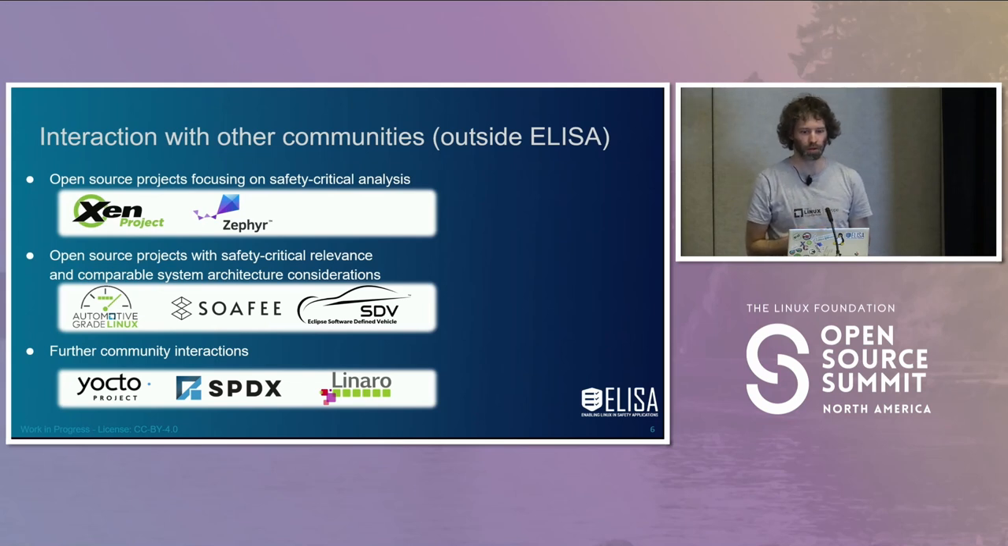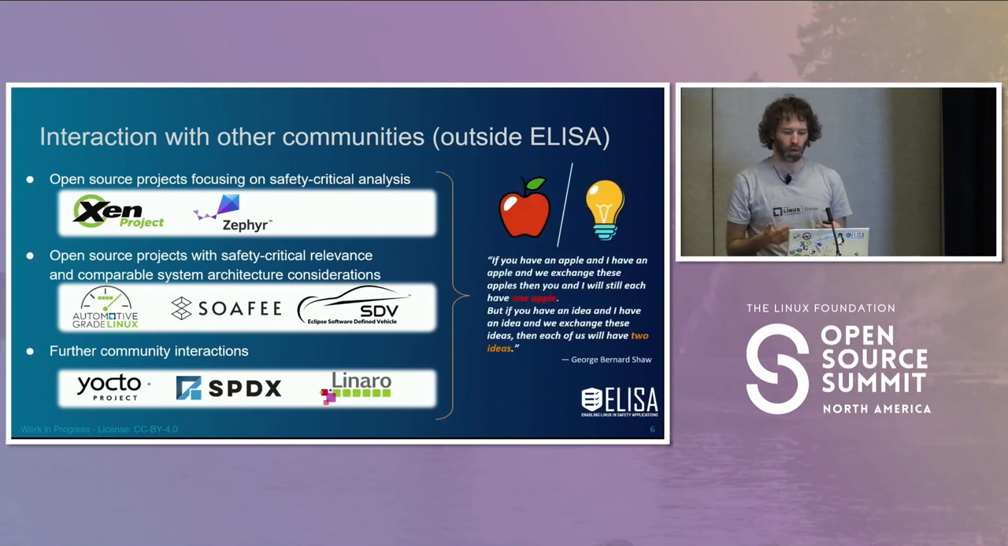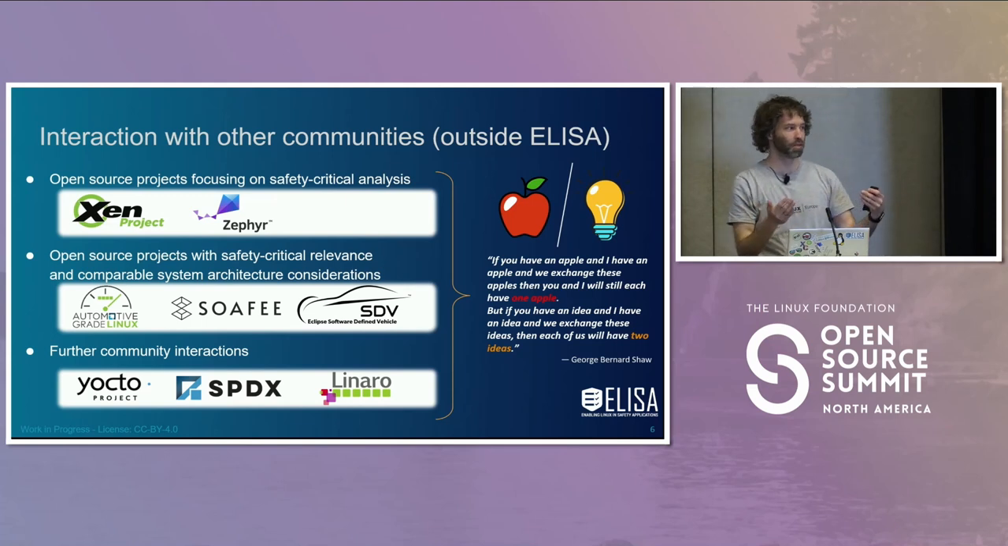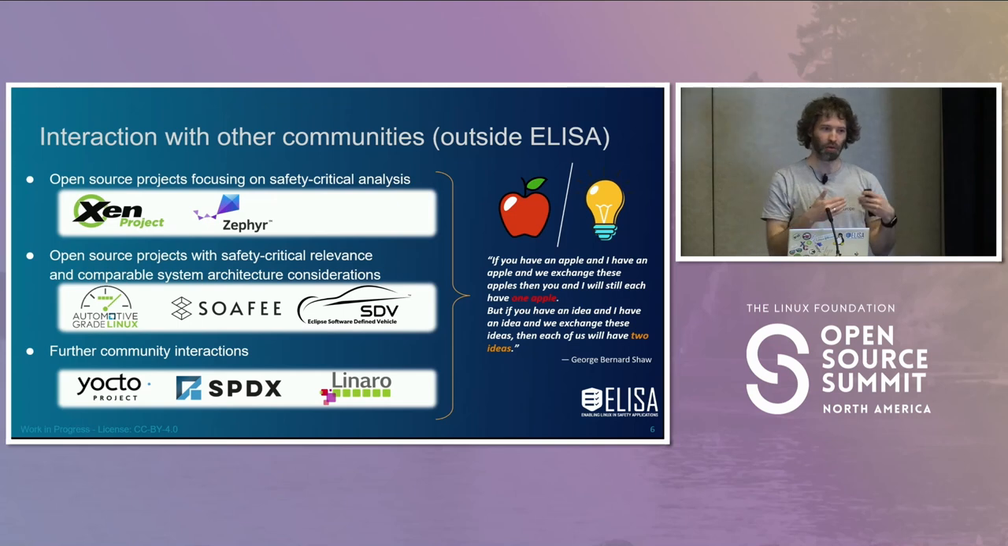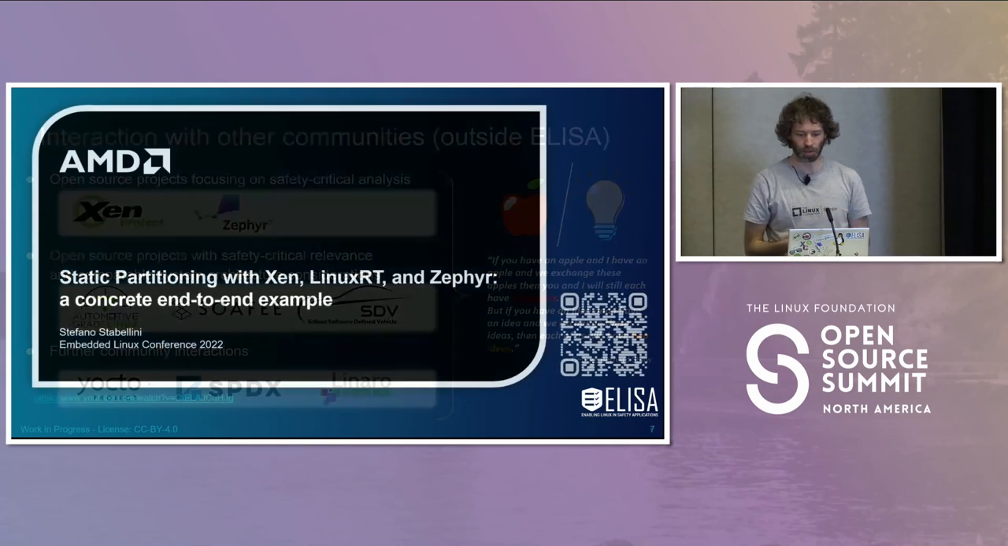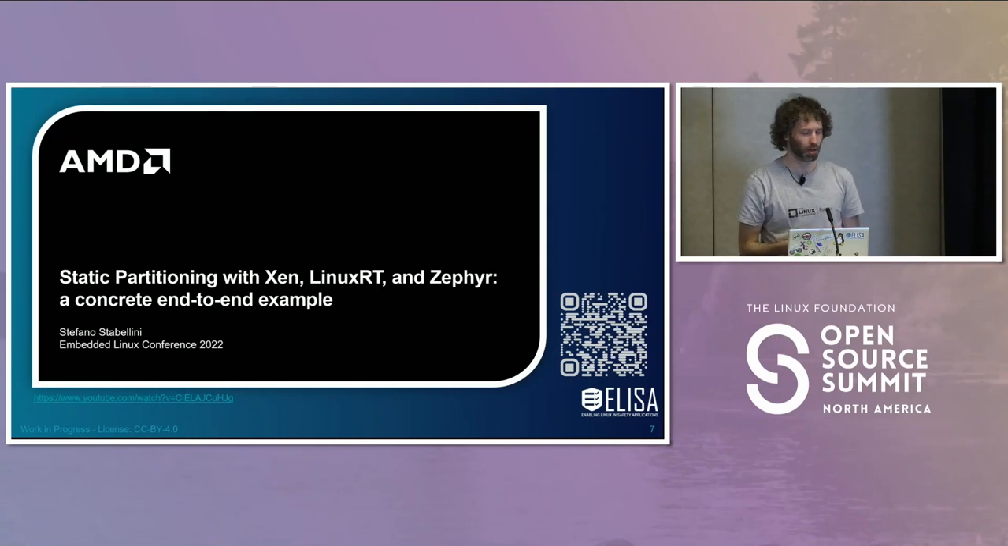We were there two weeks back at the Linaro Connect to discuss it. And the main idea always is to say, well, if you have an apple and I have an apple, if we exchange these apples, both of us still have one apple. But if I have an idea, you have an idea, and we exchange the ideas, we both have two ideas. And that's where these things come up. And especially with Xen and Zephyr, we share this problem space of safety certification in open source. So here, the strong relationship plays into the picture, and therefore I'm also referencing Stefano's talk from last year.